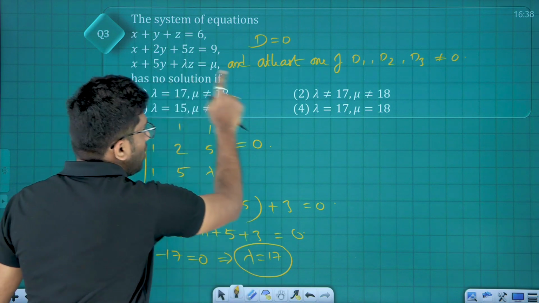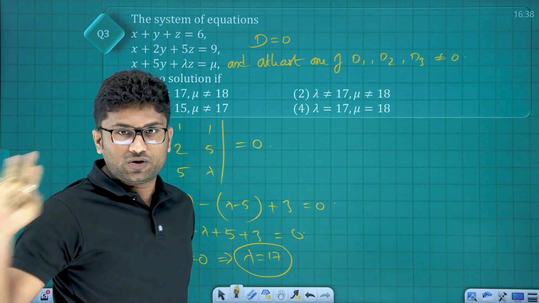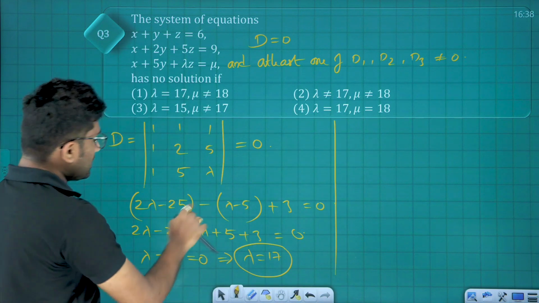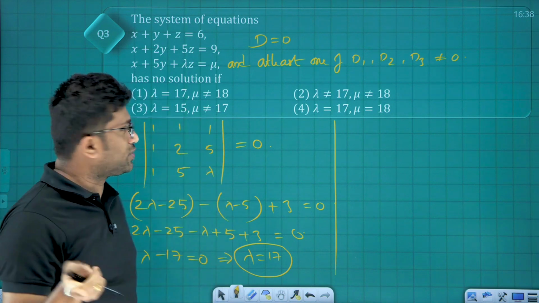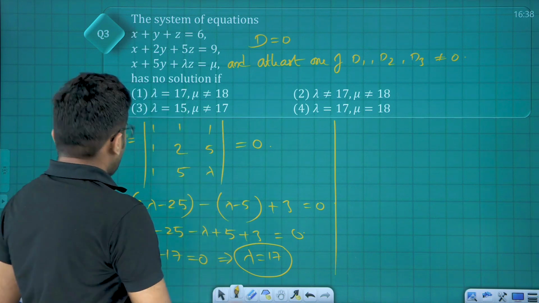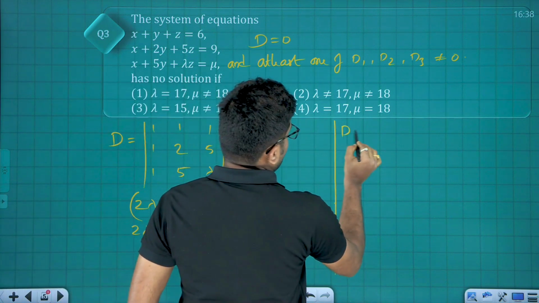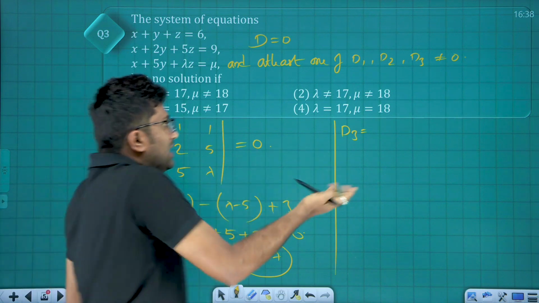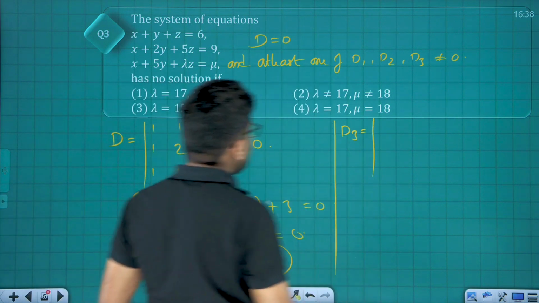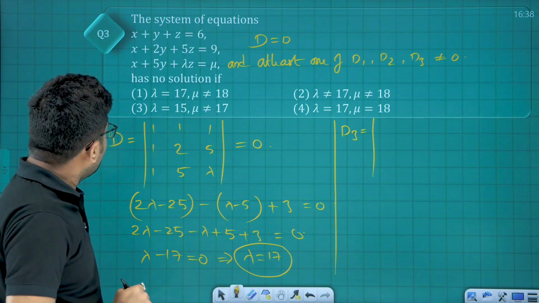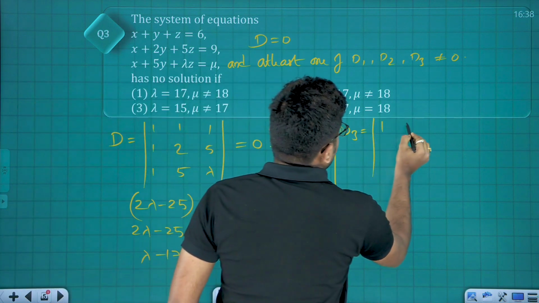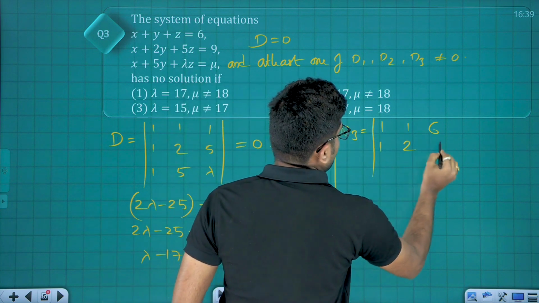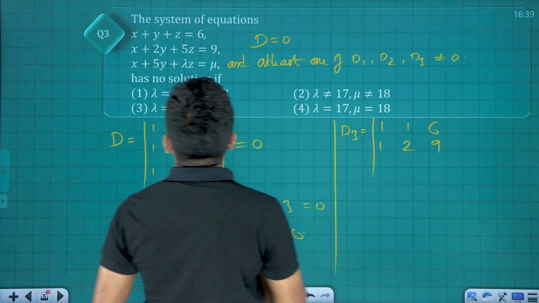Either it can be option 1 or option 4. Okay. Now to remove one particular option among 1 and 4, we'll use D3. Let's say D3 should be non-zero. At least one of them should be, so D3 can be non-zero. Now what is D3? We'll see. D3 is equal to the determinant with rows 1 1 6, 1 2 9, and in the same way 1 5 mu.